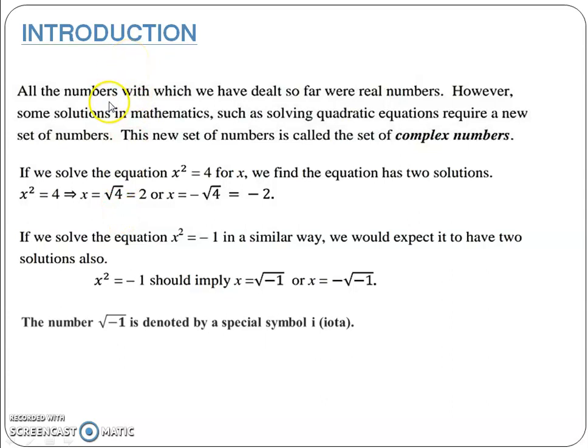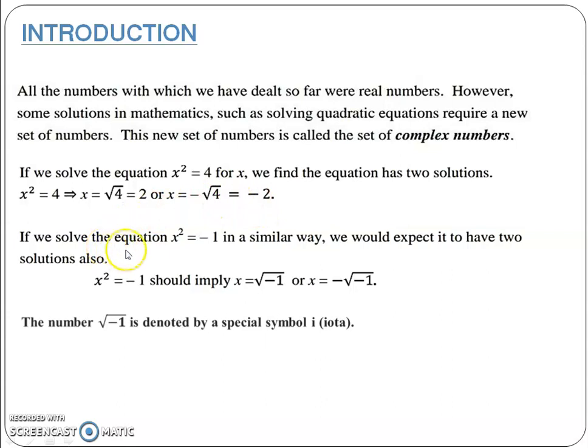All the numbers that we have been dealing with so far were real numbers. However, some solutions in mathematics, such as solving quadratic equations, require a new set of numbers. This new set of numbers is called the set of complex numbers. For instance, if we solve the equation x squared equal to 4, we get two solutions, that is, either x is equal to 2 or x is equal to minus 2.